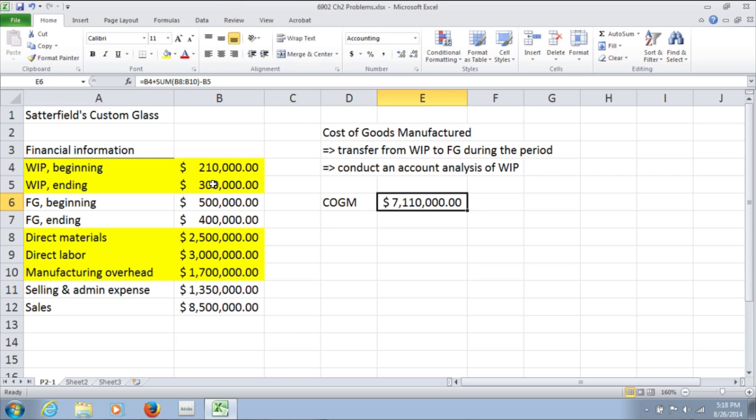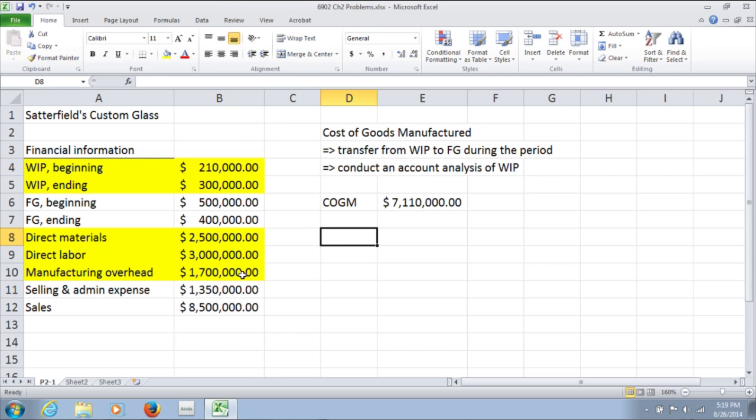Now, a few things to keep in mind. First, we are told what the overhead number was. This may be something that we would have to apply as we did with the predetermined overhead rate earlier. Secondly, direct materials are given. Generally speaking, these would not be given. The amount of direct materials would be something that we would calculate by doing an account analysis of the raw materials inventory account. But this problem is a bit of a simplification, so they've given us this number already computed.